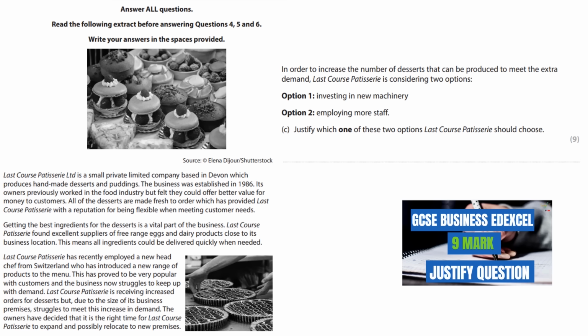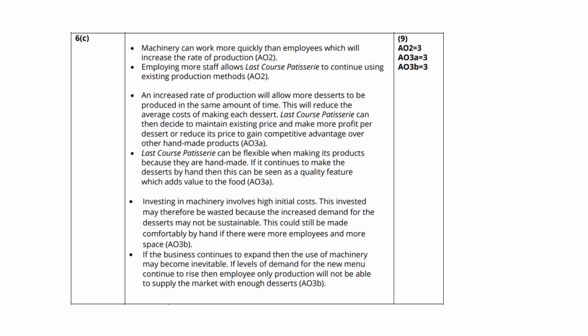Now, when it comes to 9 markers, there's no requirement for you to consider both options in your answer. You can still achieve 9 marks from considering one option only. You can pause the video now and attempt this question. Machinery can work more quickly than employees, which will increase the rate of production. Employing more staff allows Last Course Patisserie to continue using existing production methods.